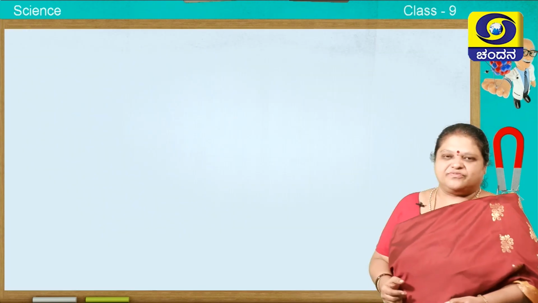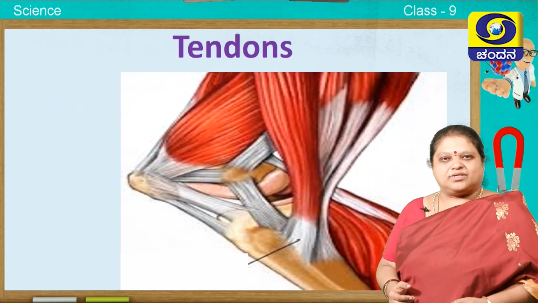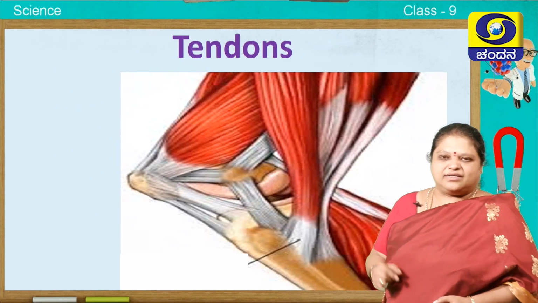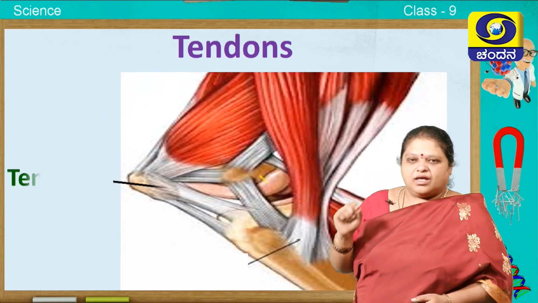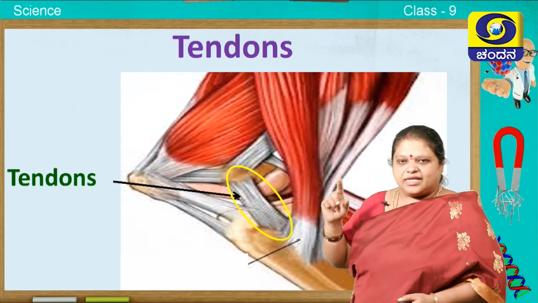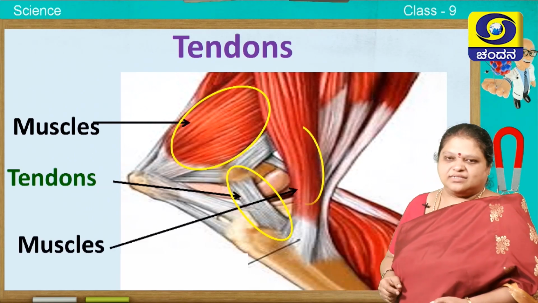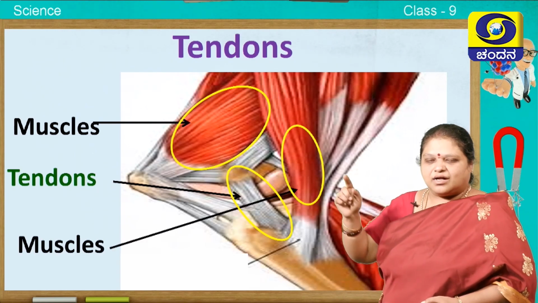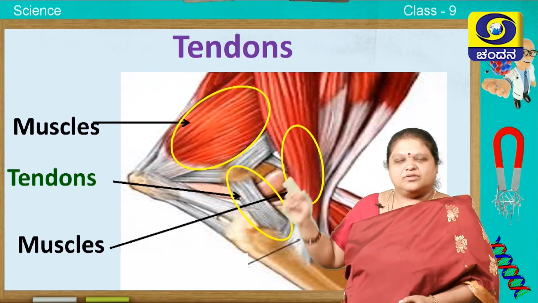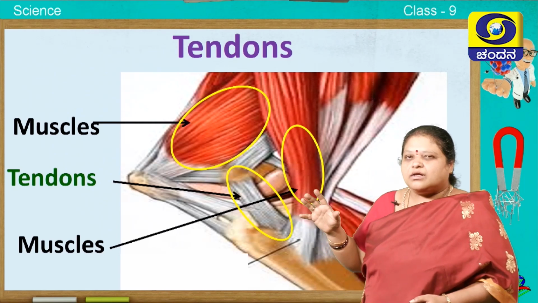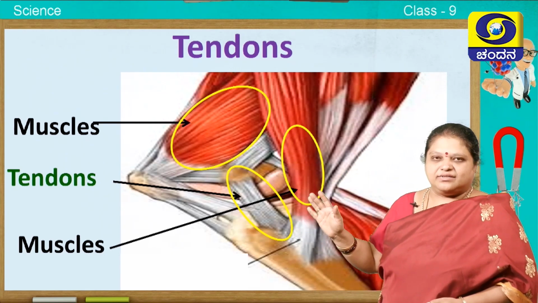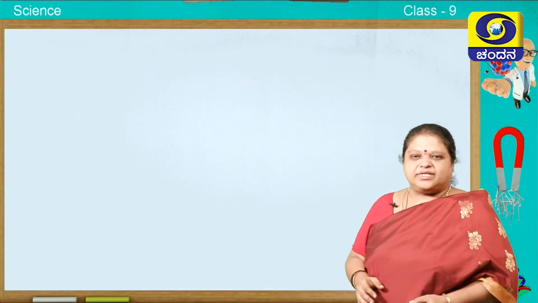So this is about lymph. Next we will see about another connective tissue, that is the tendons. These tendons are collagen fibered, or they are hard, and they are present between two muscles. They give support to those muscles, and they have limited flexibility, the movement is limited. Okay, so that is about tendons.